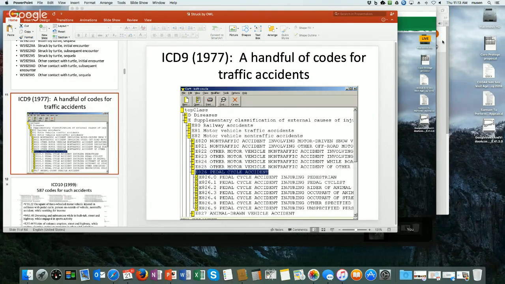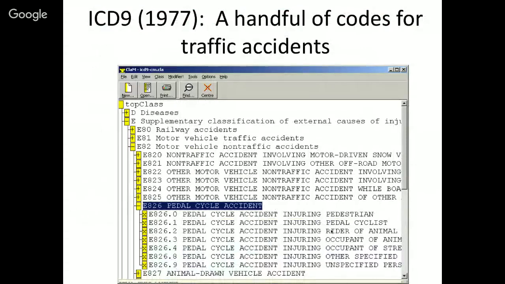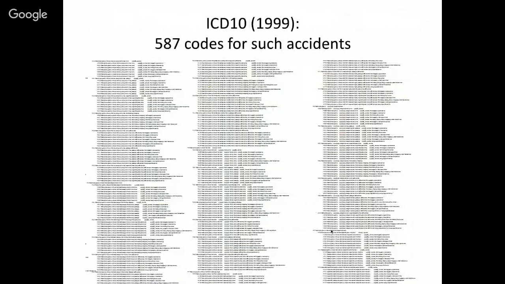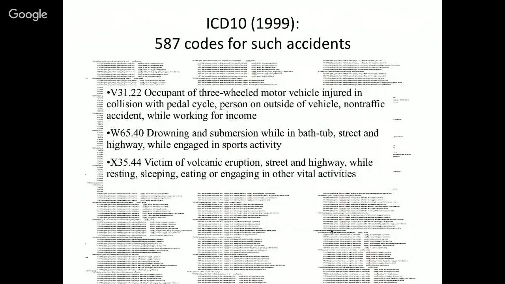And so the idea was fundamentally that in ICD-9 there were only a handful of codes that would describe the possible ways in which one could get injured on a bicycle. And the Manchester folks were quite amused to point out that by the time ICD-10 came along, there were about 587 codes for such accidents, which were really quite amusing.